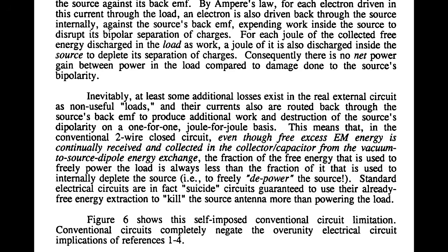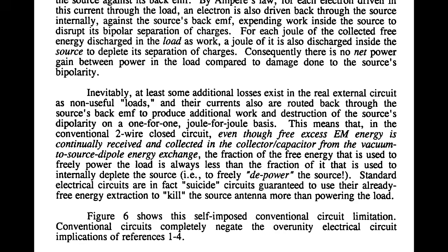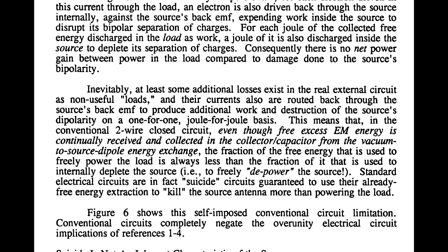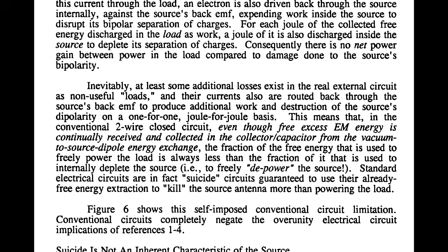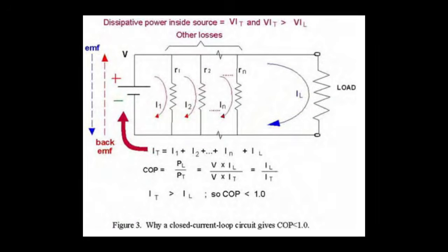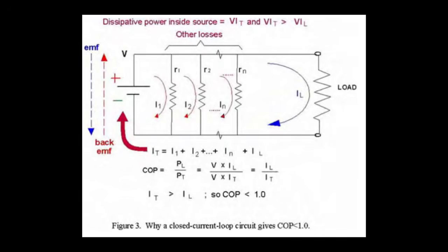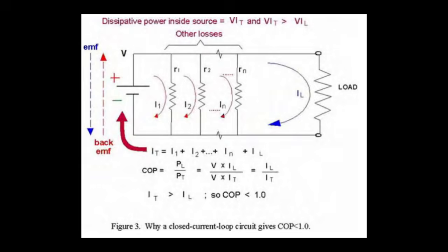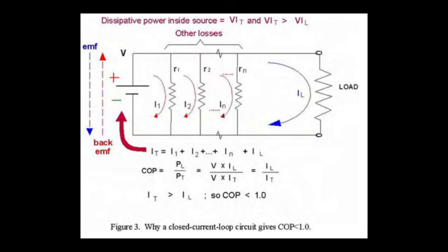This means that in the conventional two-wire closed circuit, even though free excess EM energy is continually received and collected in the collector/capacitor from the vacuum to source dipole energy exchange, the fraction of the free energy that is used to freely power the load is always less than the fraction of it that is used to internally deplete the source, i.e., to freely de-power the source.